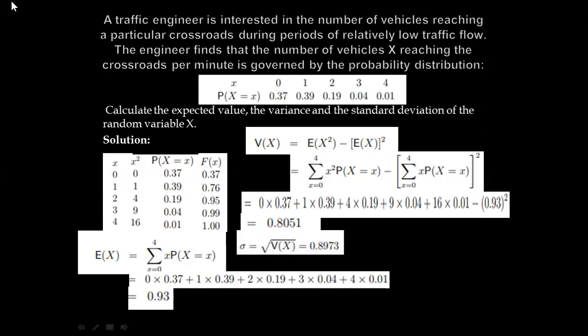And for the standard deviation, we just get the square root of the variance V of x, or the square root of sigma squared. This gives us the square root of V of x at 0.897, or almost 0.9. Now that ends my presentation for problems 5 and 6 regarding discrete probability.